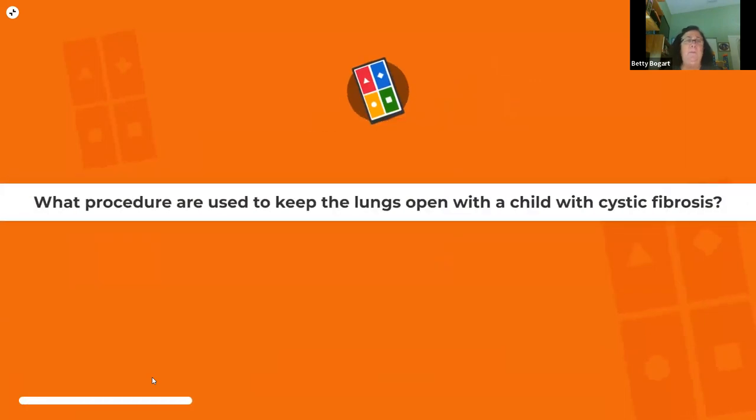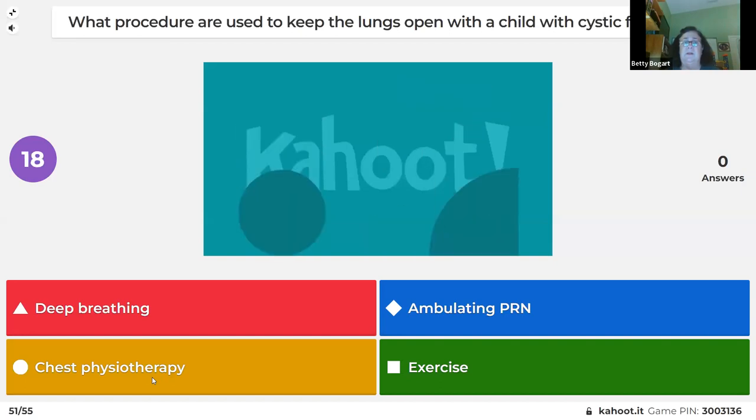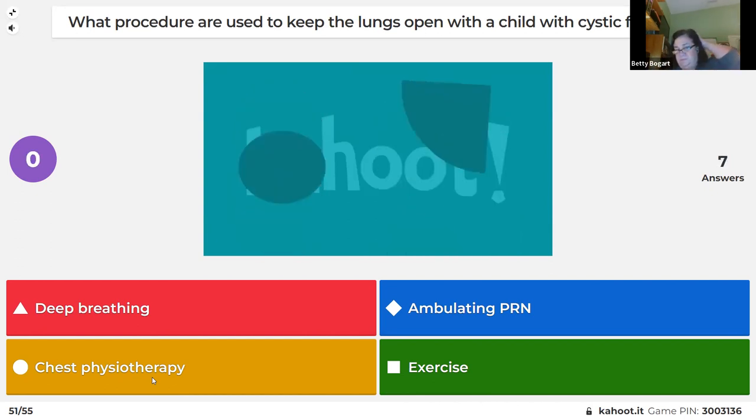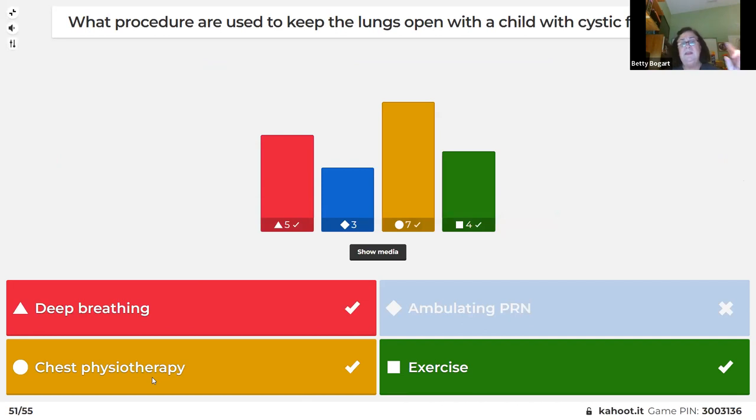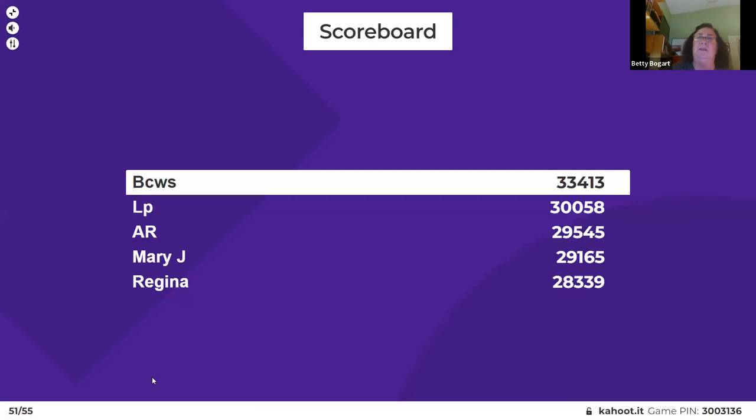Multi-select. What procedures are used to keep the lungs open with children with cystic fibrosis? Remember, mucus is filling up. It's like a petri dish of mucus in these lungs. What are we going to do? And this is not only when they're sick. This is every day. Deep breathing, chest PT, exercise, and ambulating, not PRN, several times a day, okay? So not PRN, it's the only difference with that answer.